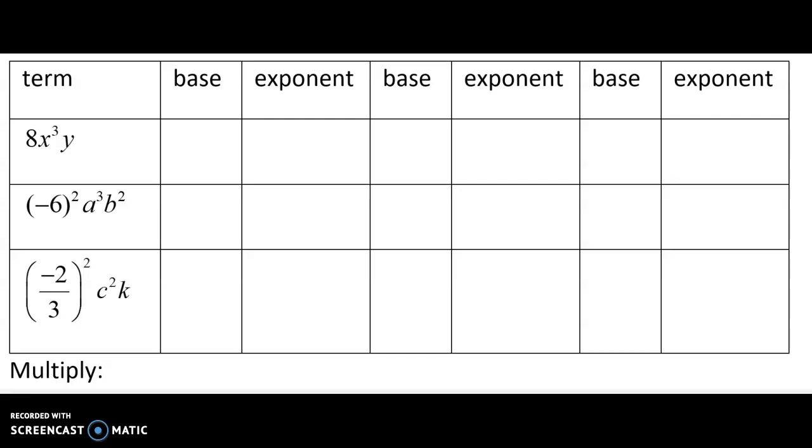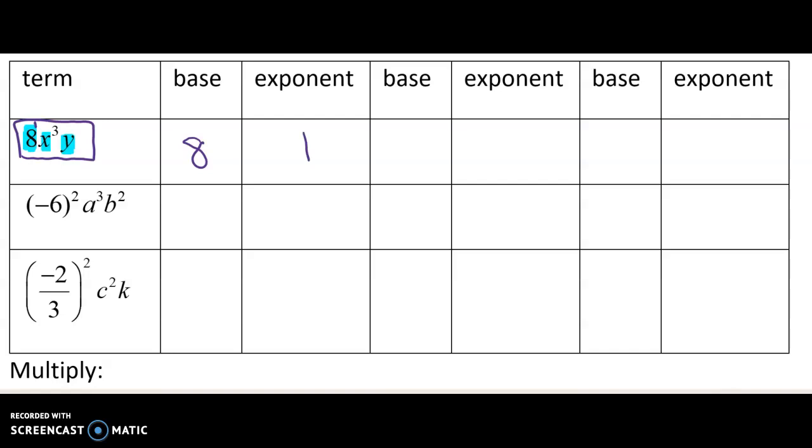Let's do a little practice with our vocabulary with the terms base, factor, and exponent. So we have 8x to the third y. That is our term that we're going to deal with first. There are 3 different factors here. There's 8, there's x to the third, there's y. We're going to take each of those and separate them by base and exponent. If we have the base of 8, there's nothing written next to it, so we just say 8 to the 1. The exponent associated with that is 1.